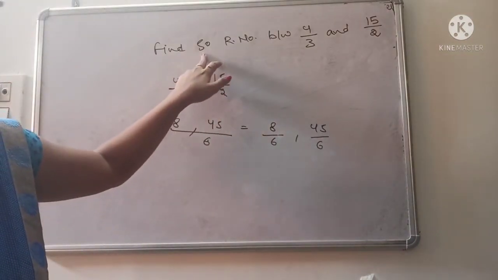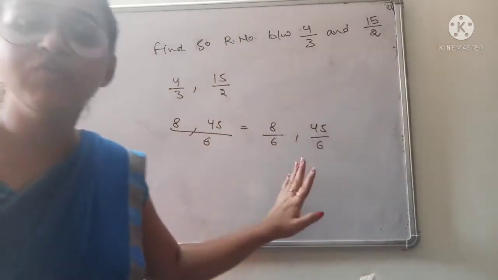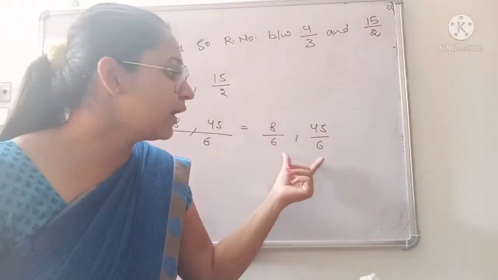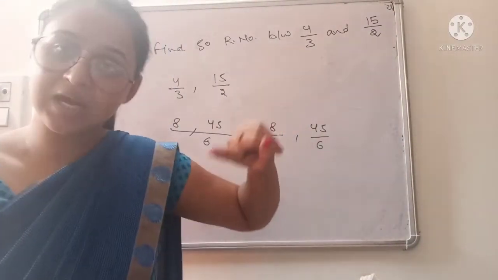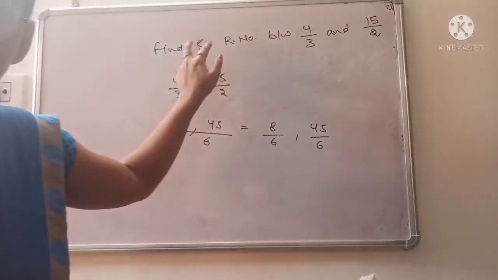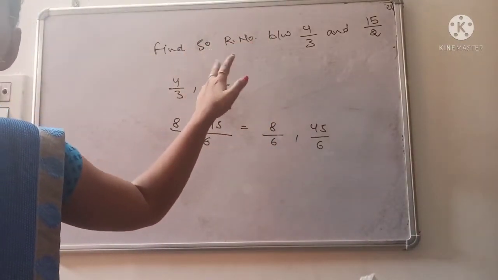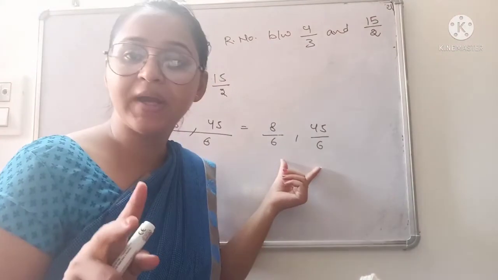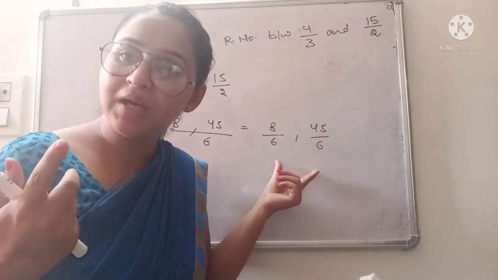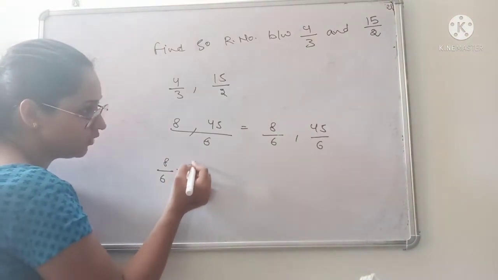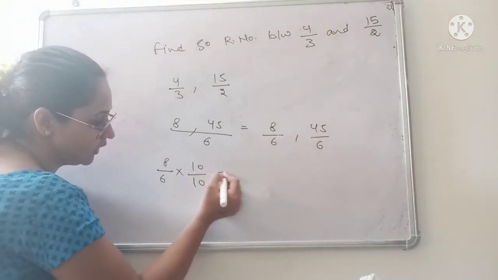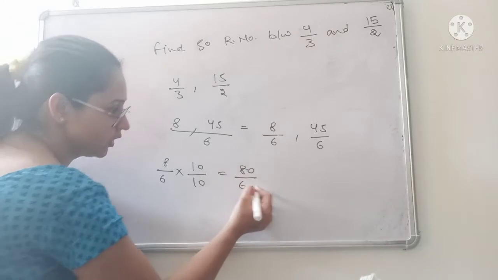But we have to find 50 rational numbers. So what will you do? You will again multiply and divide by some number to make your fractions larger. If we are not able to find the required number of rational numbers, what will we do? We will just multiply and divide to make them larger. And how can we make them larger? Multiply and divide by 10, so it will be 80 upon 60.